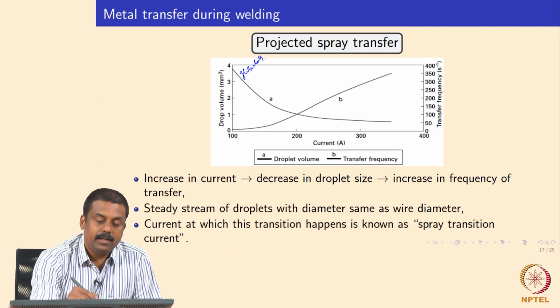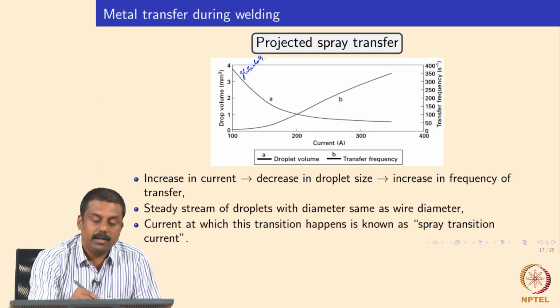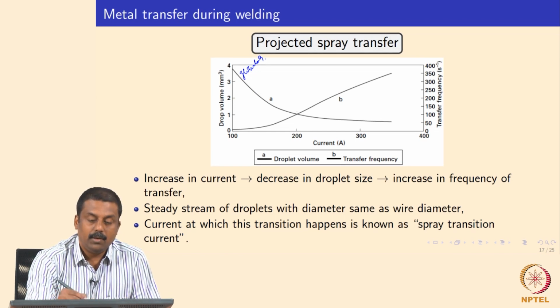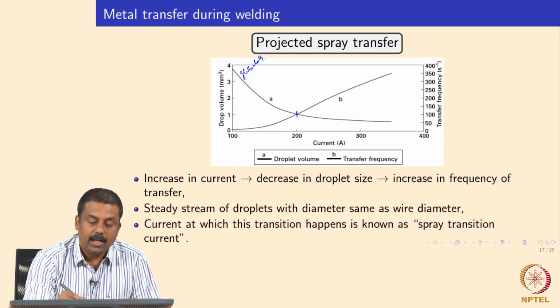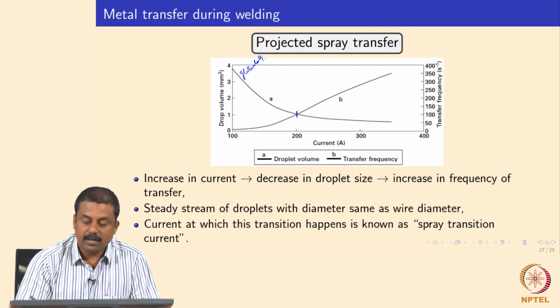And if you increase the current, you can also transfer with a lower diameter because of the influence of Lorentz forces. So at a given current, you see the transfer mode change from globular or repelled globular to the spray mode, and that critical current is known as the spray transition current.